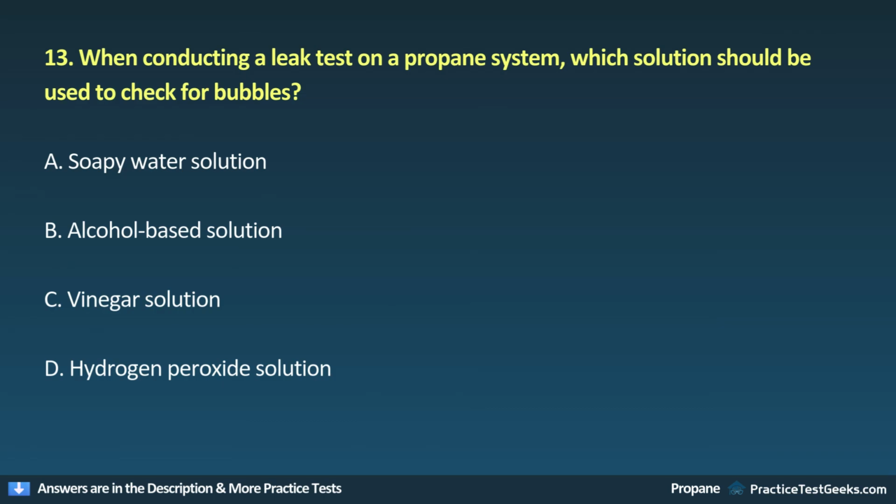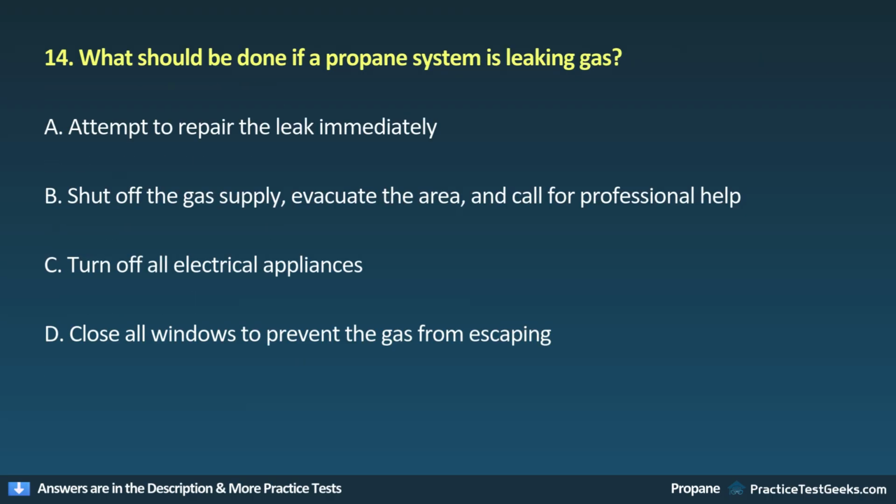13. When conducting a leak test on a propane system, which solution should be used to check for bubbles? A. Soapy water solution. B. Alcohol-based solution. C. Vinegar solution. D. Hydrogen peroxide solution.